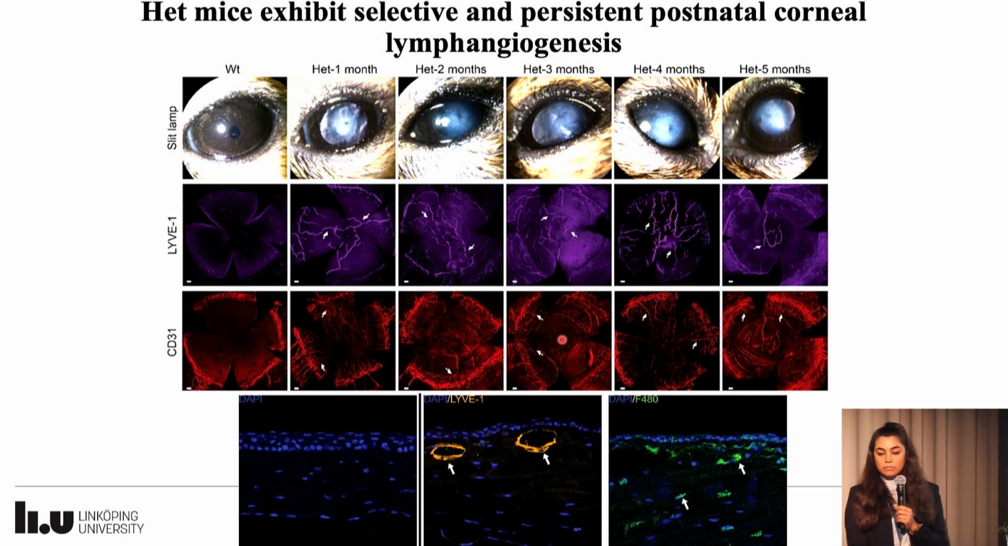We also did some immunostaining on paraffin sections of a vascularized eye, and this staining also confirmed that lymph vessels were accompanied with F4/80 positive macrophages. We all know that these macrophages play an important role in inflammation and in inducing lymphangiogenesis.